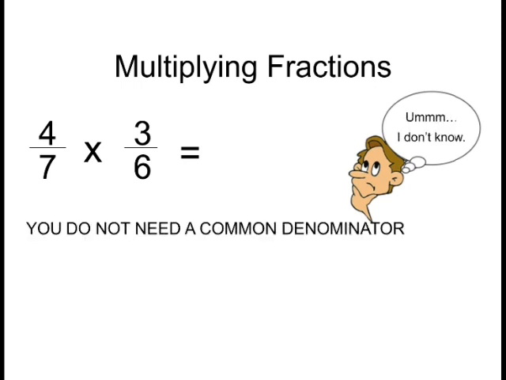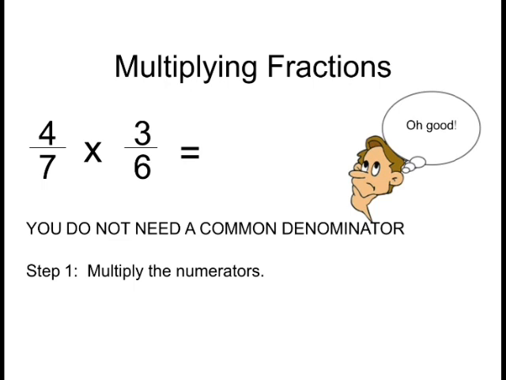So, the very first thing you need to understand while multiplying fractions is that you do not need a common denominator. Second thing is multiply the numerators. And what are the numerators we have in our example? They are 4 and 3. So do one thing, multiply 4 and 3. And what will be the answer? Yes, the answer will be 12.